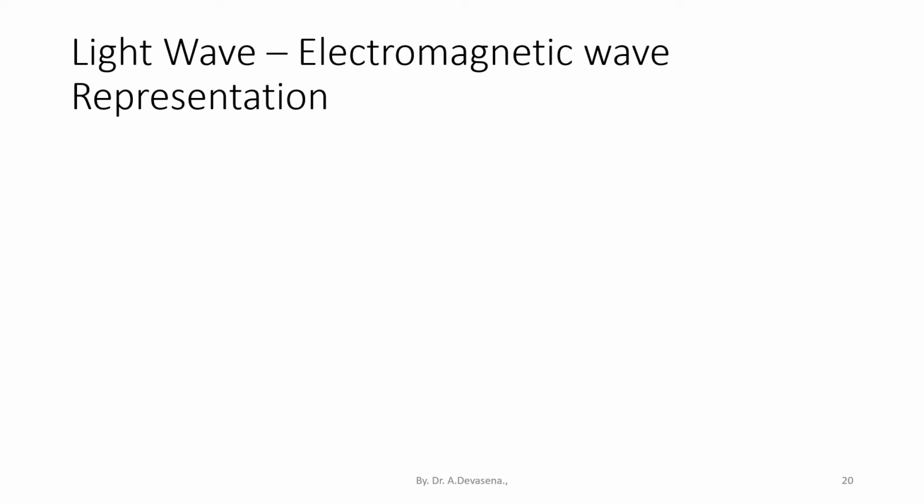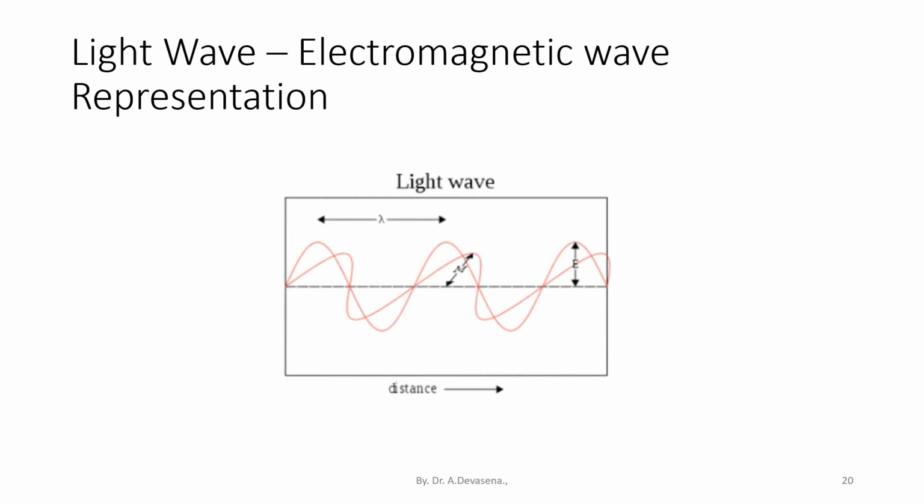Light wave in the form of electromagnetic wave representation. We know that light wave is an example of electromagnetic wave. The electromagnetic wave comprises the electric field and the magnetic field. This electric field and magnetic field is indicated in this graph, in the form of a light wave.